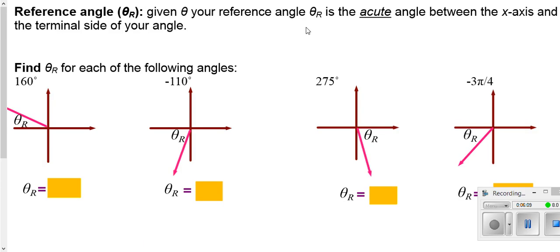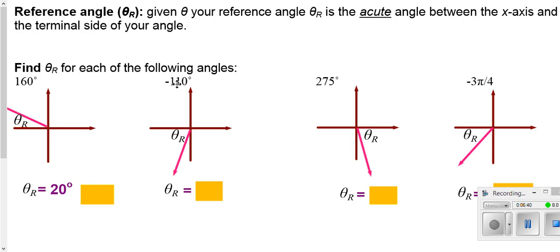Now we're going to look at reference angles. Reference angles are basically how far you are from the x-axis. So if we look at 160 degrees, 160 is over here. We're looking for the smallest angle between the angle we have and the x-axis. Well, the x-axis over here is 180. How far are we away at 160? Well, that means our reference angle is 20. Your reference angles are always positive and in something from the first quadrant.